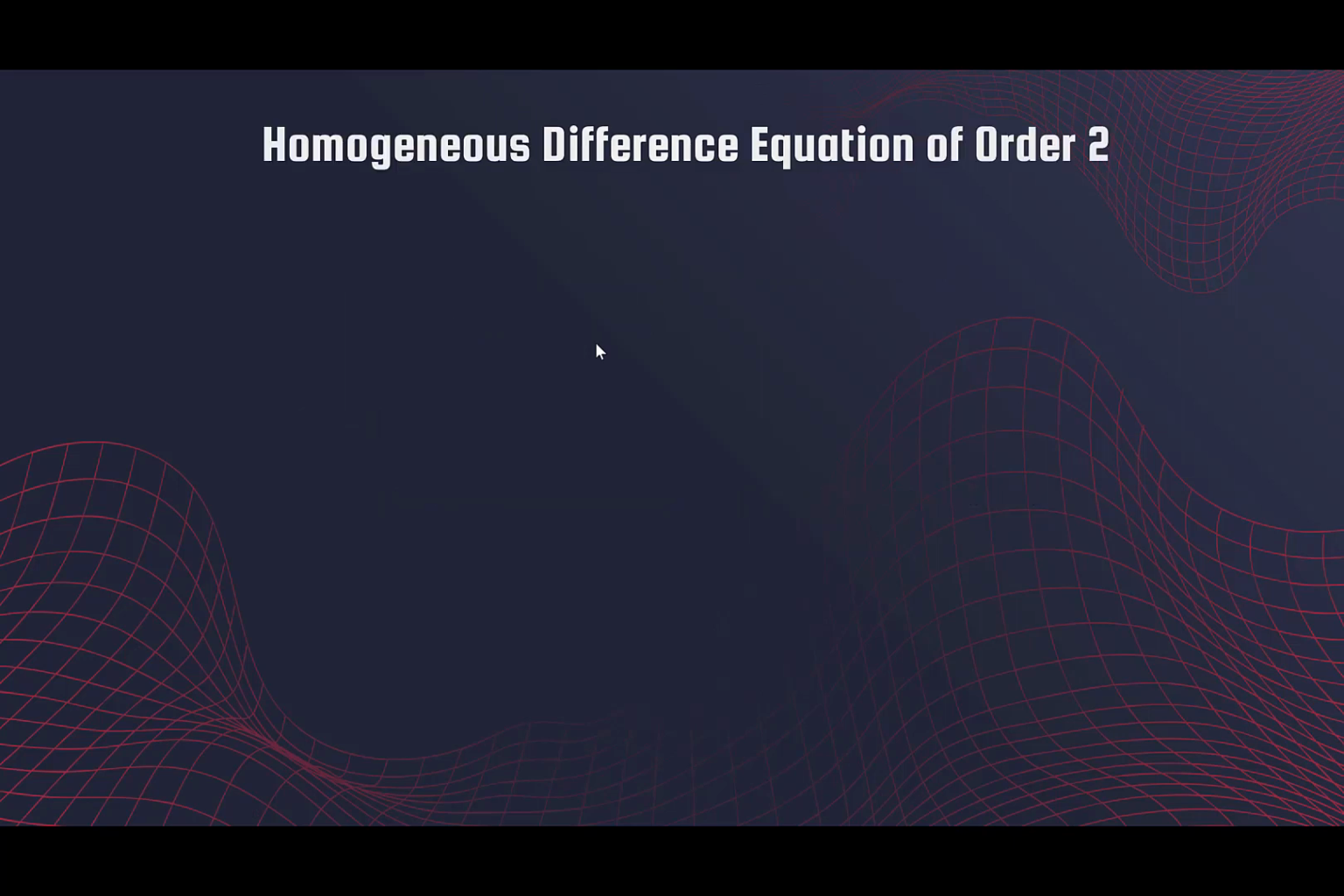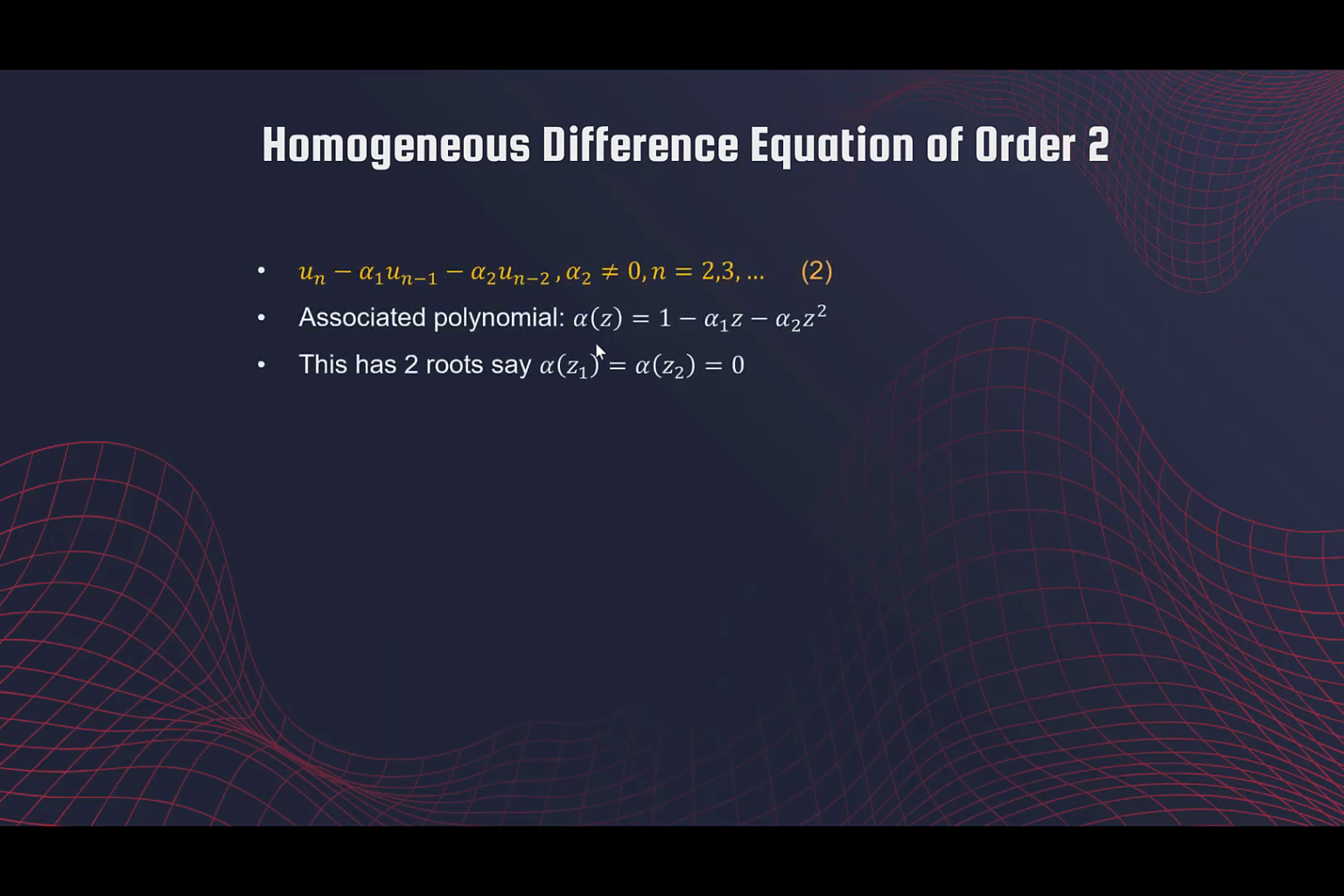So now let's take a look at the difference equation of order 2. In yellow here, this is the equation of order 2. You can see that you start from un and you go back 2 steps. So your last term is alpha 2 un minus 2. Then alpha 2 is non-zero and n starts from 2 onwards.